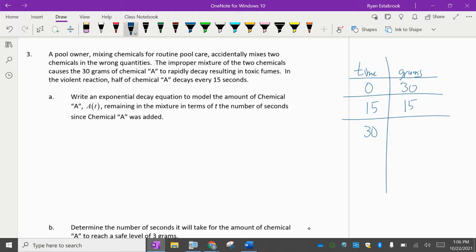30 seconds, 15 seconds later, how much do we have left? 7.5, which is half of what was before it. Let's do it again. 15 seconds later is 45 seconds. And then half of that would be 3.75. I'm going to do this one more time. What is the next time on here? 60 seconds. What's half of 3.75?